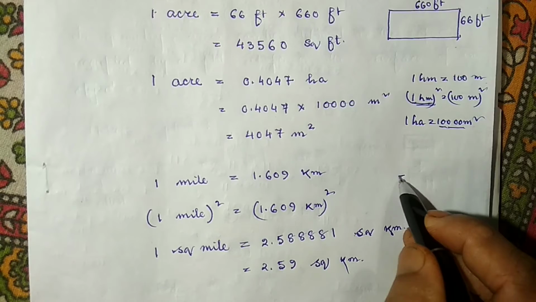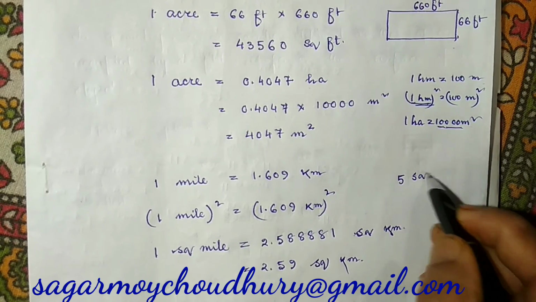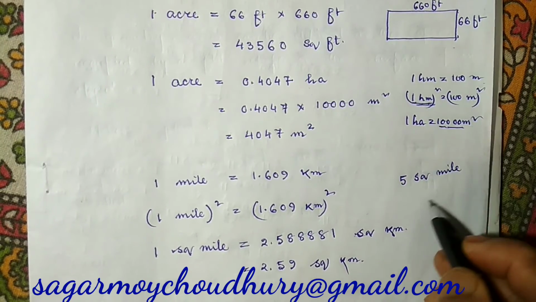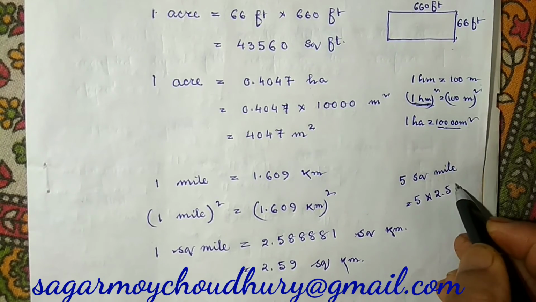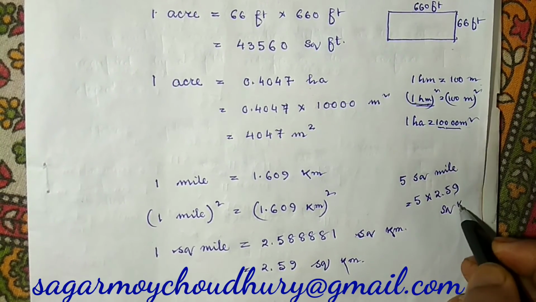Suppose it is given 5 square mile. 5 square mile. How to convert into kilometer square? 5 into 2.59 square kilometers. Clear?